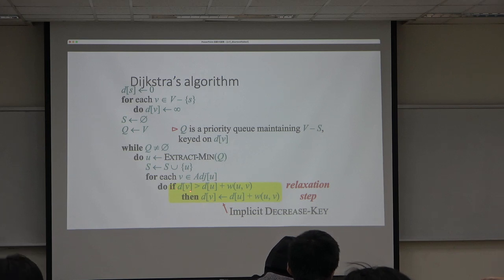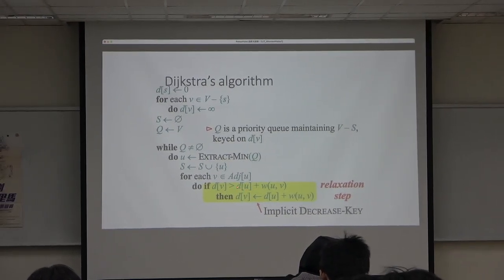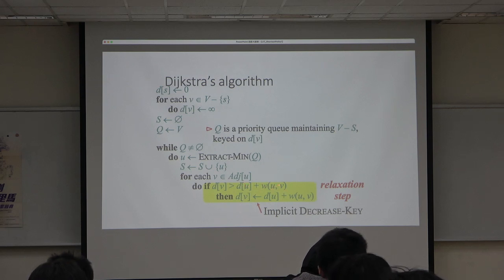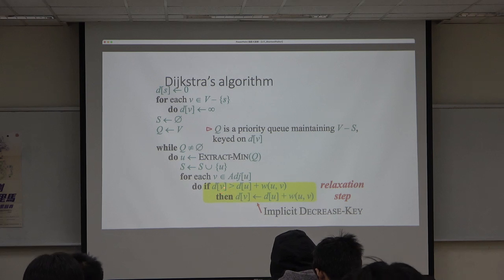This is like: if the distance to V is greater than, from the source node, you go to U, and then if you have an edge from U to V, obviously this is one possible path from source to V, right? So if this distance is lower than dV, then you update the dV. That's it. This is a very simple idea.